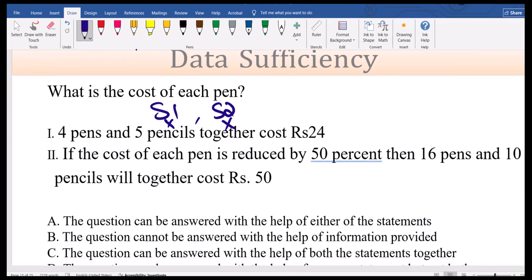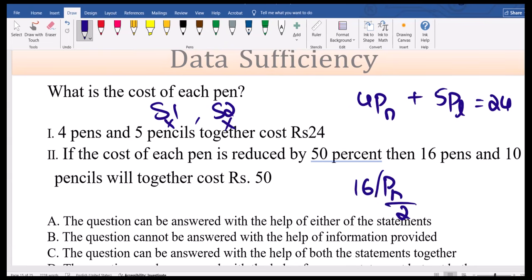That's why I'm waiting. The first statement: 4 pens plus 5 pencils together cost 24. The pen cost is reduced by 50%, which means Pn by 2. So 16 into Pn by 2 plus 10 pencils together equal 50. If we divide by 2, here 5 pencils, here 25. Now see the problem. It's not possible. Many will blindly decide two equations, two unknowns, and give the answer. Why did I take Pn by 2?